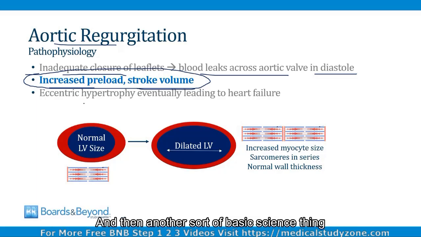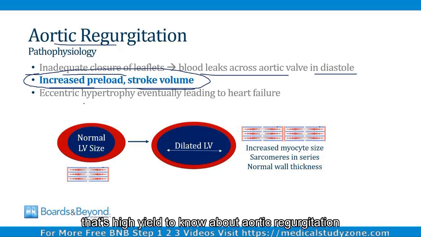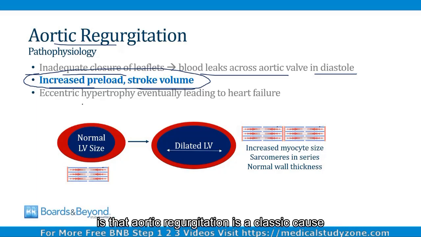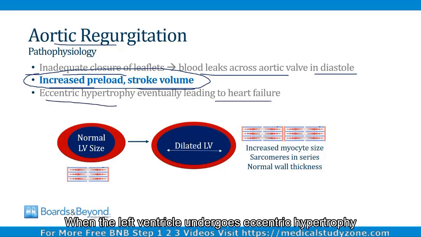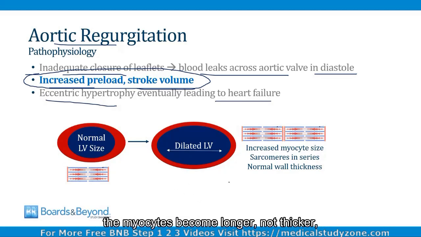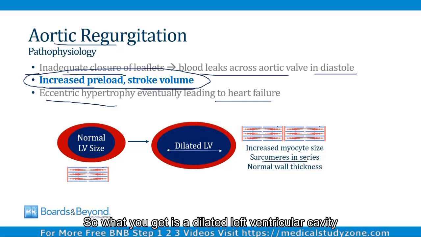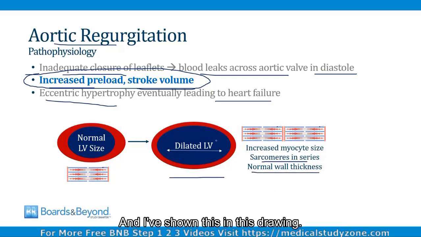And then another basic science thing that's high yield to know about aortic regurgitation is that it is a classic cause of eccentric hypertrophy of the left ventricle that can eventually lead to heart failure. When the left ventricle undergoes eccentric hypertrophy, the myocytes become longer, not thicker. They lay down more sarcomeres in series, so what you get is a dilated left ventricular cavity with a wall thickness that is normal. And I've shown this in this drawing.